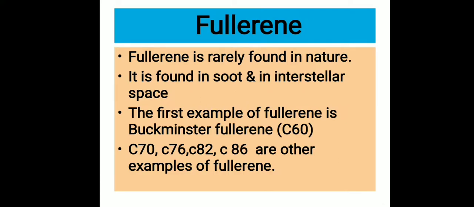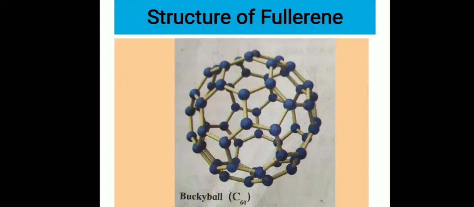The first example of fullerene is Buckminsterfullerene. The name is derived from the name of a scientist. It is denoted by C60, and Buckminsterfullerene contains 60 carbon atoms. Other examples of fullerene are C70, C76, C82 and C86.